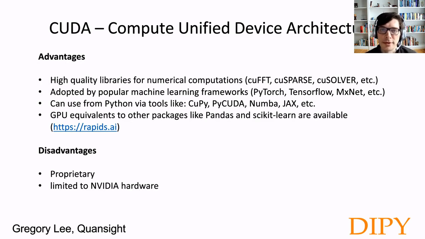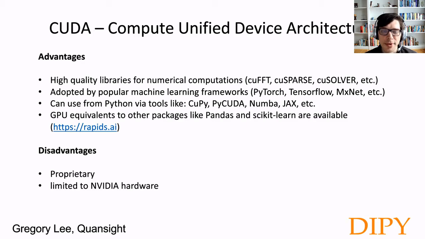CUDA stands for Compute Unified Device Architecture. The advantage of it is that it has a number of high-quality libraries for numerical computation, things like FFTs, sparse matrices, linear algebra, and so forth. It's been adopted by the majority of the popular machine learning frameworks like PyTorch, TensorFlow, MXNet, and so forth.